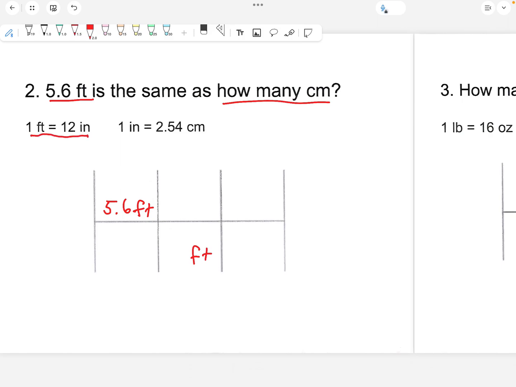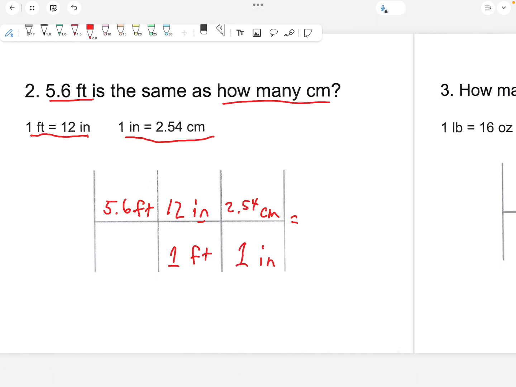And so the other half of that conversion factor is inches. The number of inches is 12. 12 inches in 1 foot. Okay? And since we have inches up here, we're going to put inches down here. And the other part of that conversion factor is centimeters, and that's going to go on top, which is what we're trying to find. And so the conversion factor is 2.54 centimeters in 1 inch.